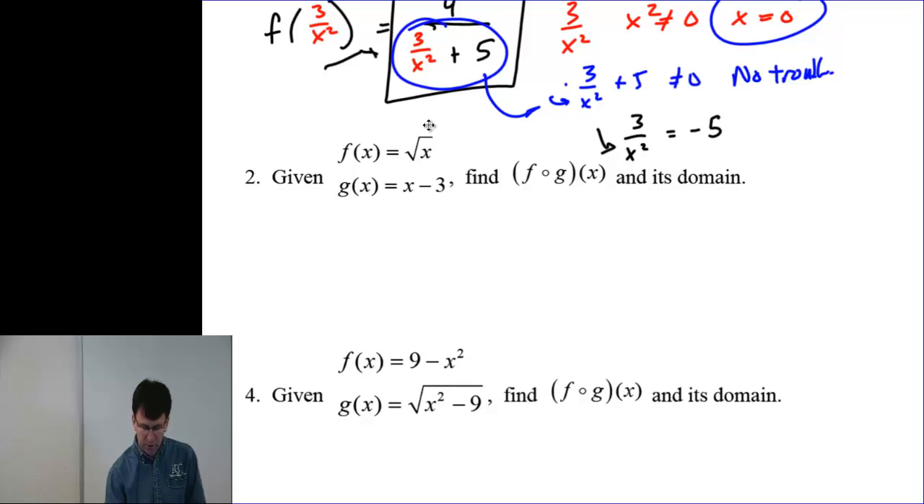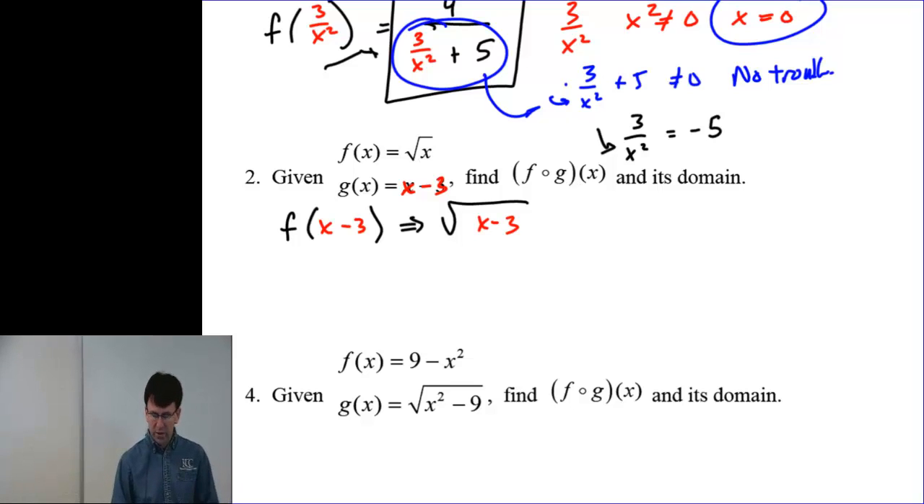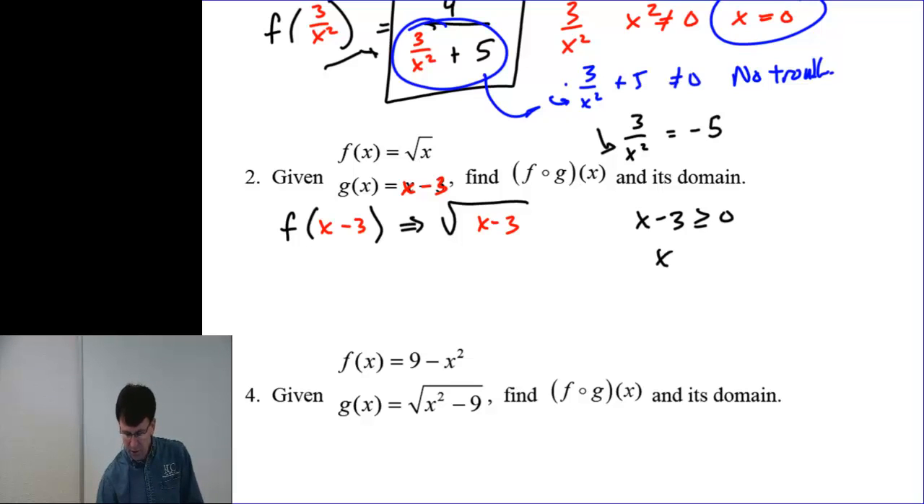So f composed with g, in this case, is going to be f of g of x. Well, g of x in this case takes on the value of x minus 3. So I'm going to take x minus 3 and shove that through the function f. As a result, this is going to produce the square root of whatever my input value is, in this case, x minus 3. What is my domain restriction? Well, x minus 3 has to be greater than or equal to 0, so in this case x has got to be greater than or equal to 3.